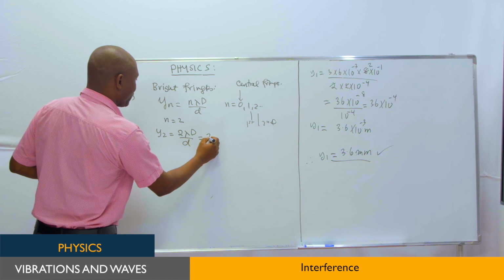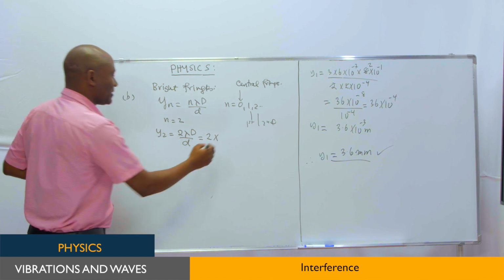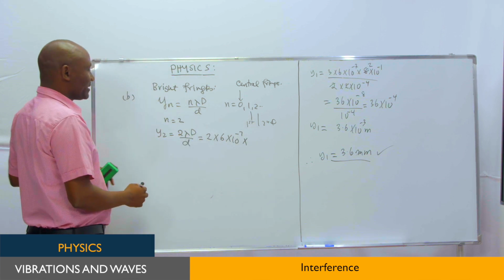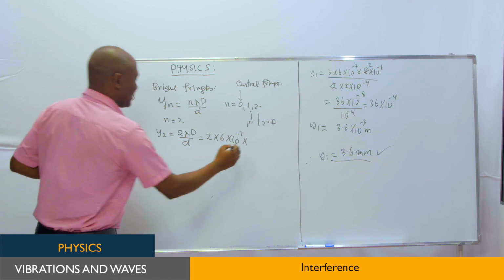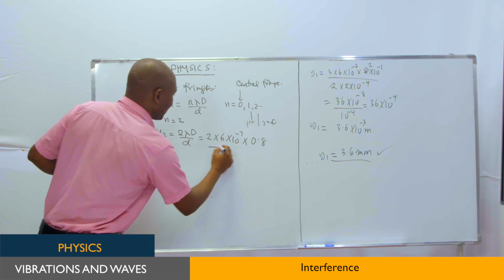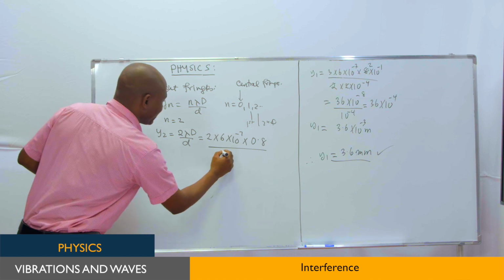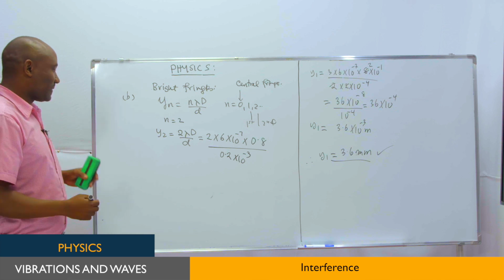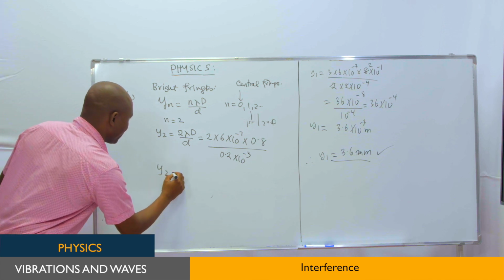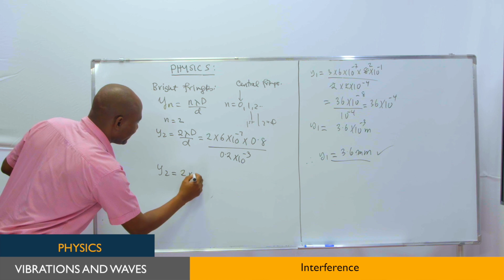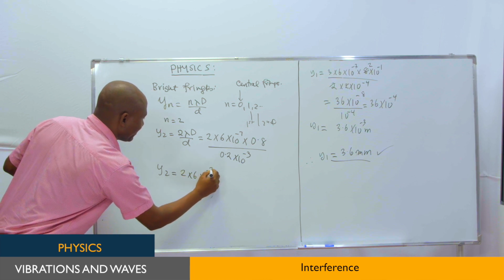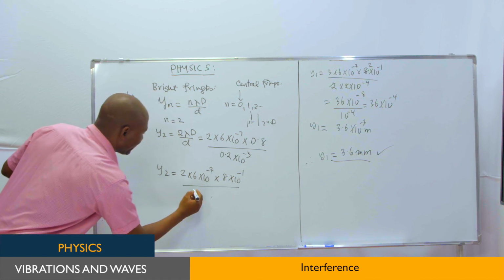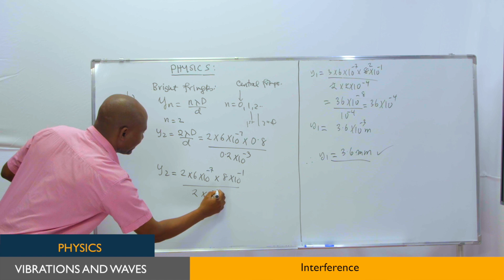We have 2, our lambda is the same as 6 times 10^-7. The distance between the screen and the double slit is given as 0.8. The slit separation was given as 0.2 times 10^-3. You convert into meter. So from there you use your calculator, or you take it normal arithmetic. This is times 10^-7, this is times 8 times 10^-1, this is 2 times 10^-4.